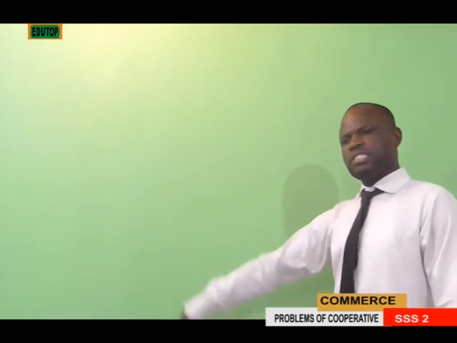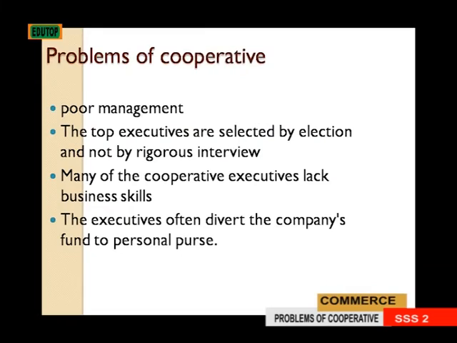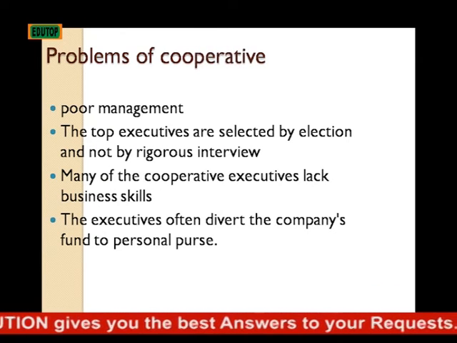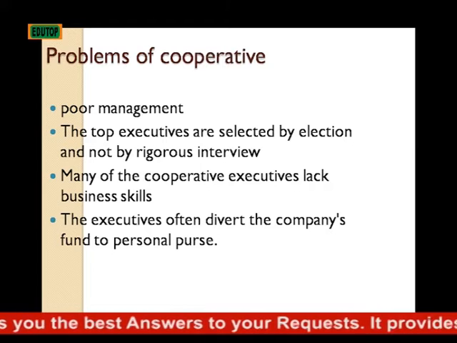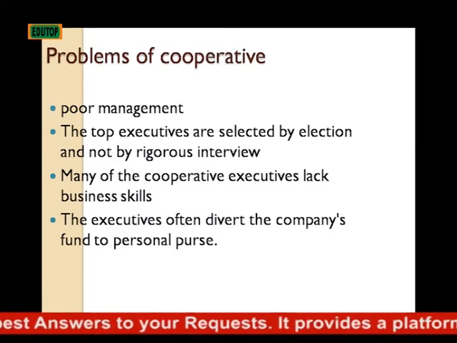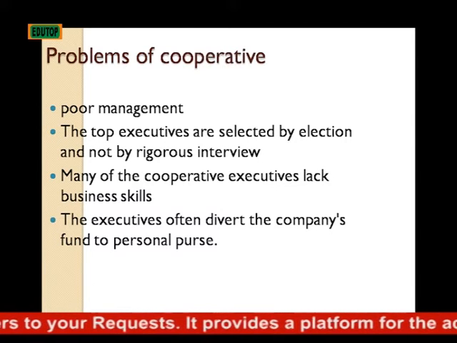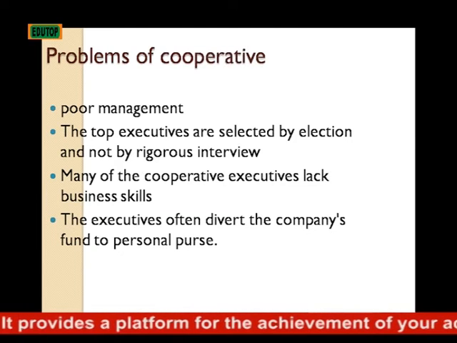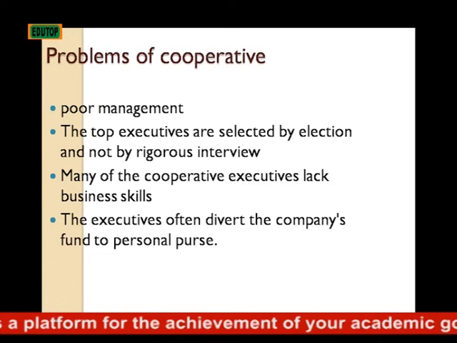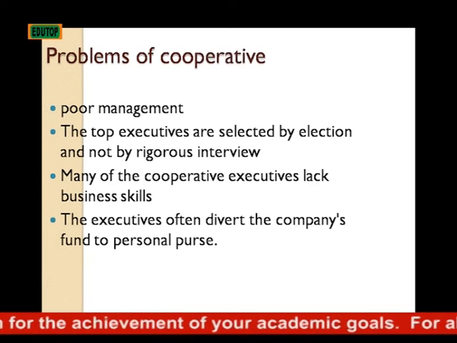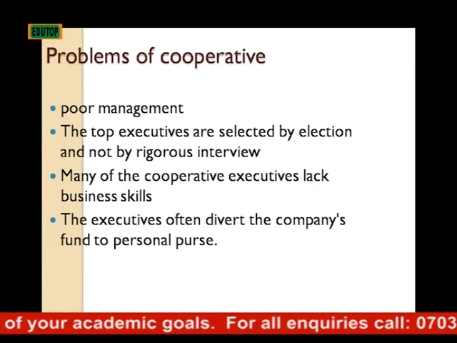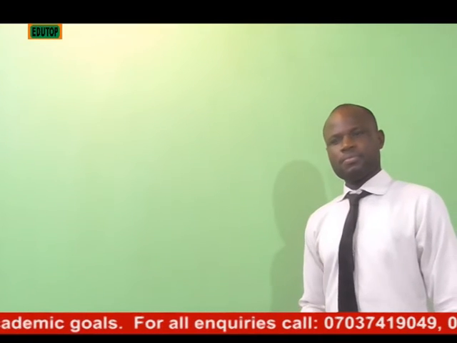Problems of cooperative. First, we have poor management among the executives. We also have the top executives selected by election and not by rigorous interview as obtainable in public corporations. Many of the cooperative executives lack business skills and entrepreneurial knowledge. The executives often divert the company's fund to personal purse. These are the problems of the cooperative.